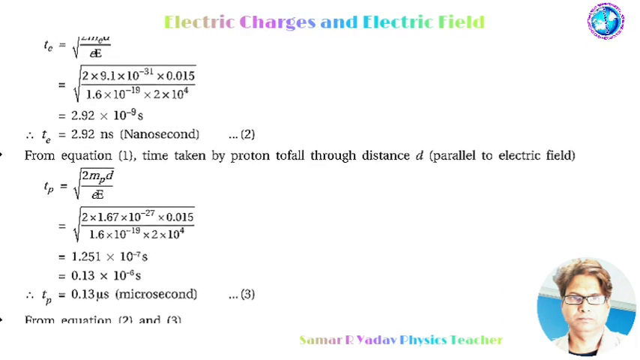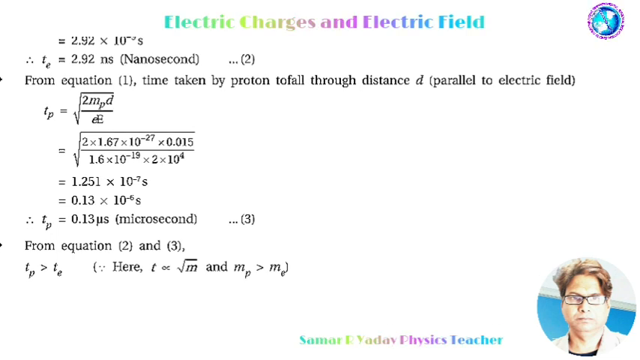From equation 1, the time taken by the proton to fall through a distance d parallel to the electric field. Therefore Tp is equal to under root 2 mp d upon eE, which is equal to under root 2 × 1.67 × 10^-27 × 0.015 upon 1.6 × 10^-19 × 2 × 10^4, which is equal to 1.251 × 10^-7 second, which is equal to 0.13 × 10^-6 second. Therefore Tp is equal to 0.13 microsecond. Equation 3.